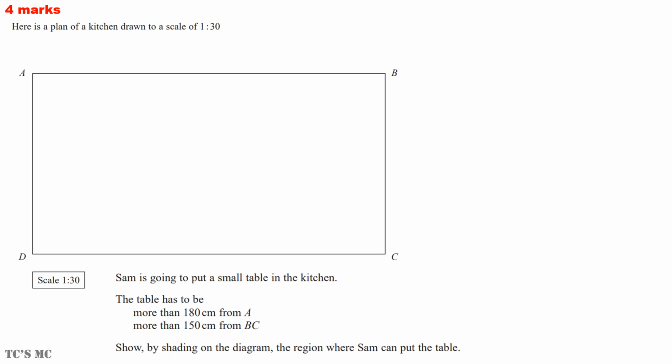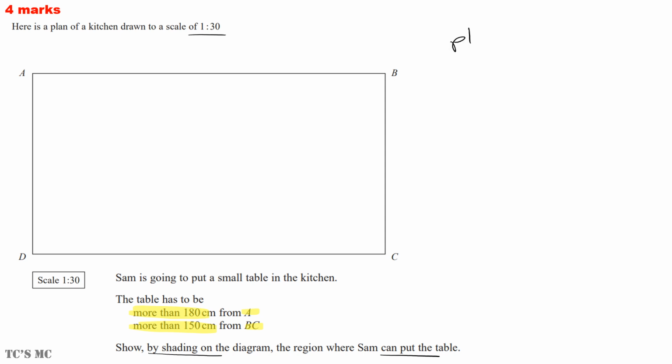Here is a plan of a kitchen drawn to scale of 1 to 30. Sam is going to put a small table in the kitchen. The table has to be more than 150 centimeters from A and more than 150 centimeters from BC. Show by shading on the diagram the region where Sam can put the table. Of course, mine will not be to scale exactly, but I will attempt to show you how to get all the marks. To start with, let's work out the dimensions on the plan.